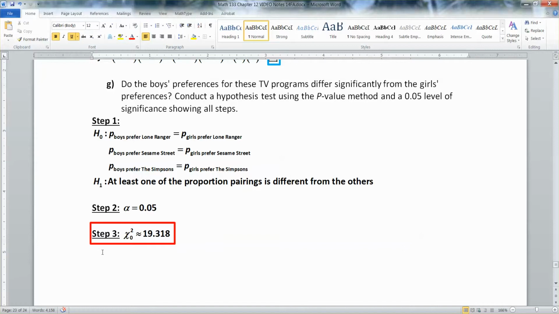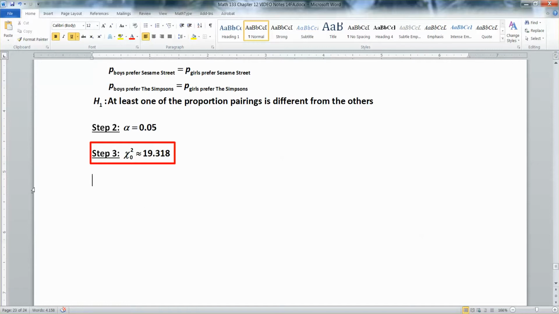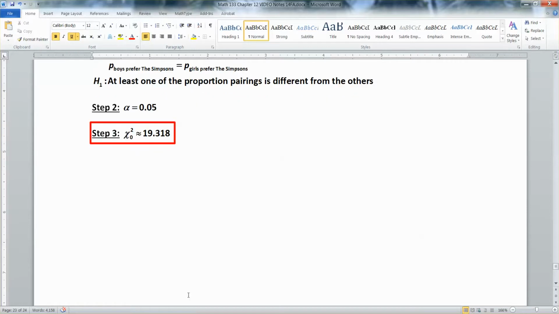All right, then I need to find the distribution picture here. So I'm going to have to draw the chi-square distribution and label the 19.318 and my p-value, which is less than 0.0001. So I'll be right back with that.